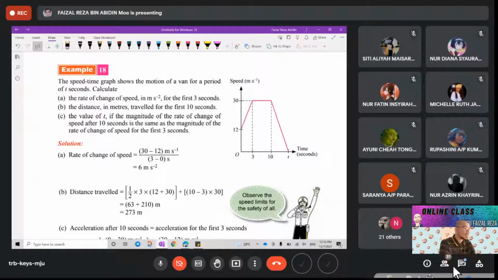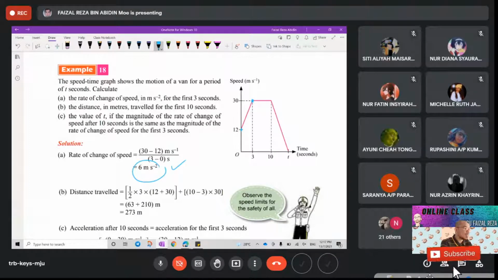Calculate the rate of change of speed in m/s² for the first 3 seconds. So it means that we are going to find the final speed 30, minus the initial speed, divided by our time over here, 3 minus 0. So you are going to get 6 m/s² there.